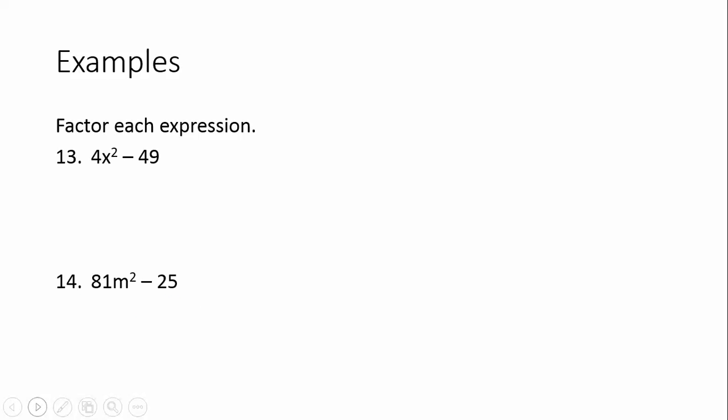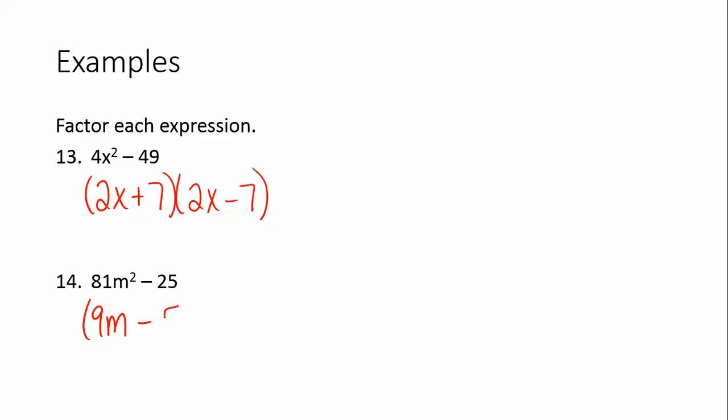Go ahead and pause the video, try 13 and 14 on your own. Should be 2x plus 7, 2x minus 7. On 14, we have 9m minus 5 or plus 5. It doesn't matter which one you put first. And then 9m minus 5. I typically put my plus sign first, but remember, it doesn't matter. 9 times 9 is 81. 5 times 5 is 25.